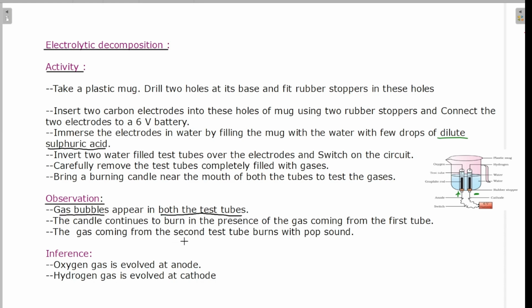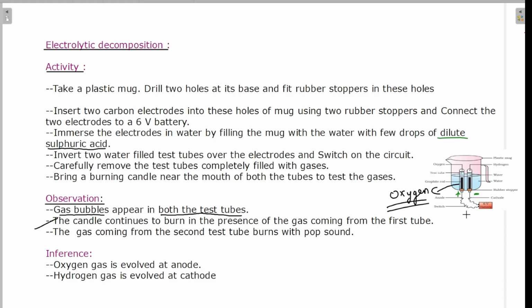To test which gases are released at these test tubes, we will carefully remove this test tube, which is completely filled with the gas, and we will bring the burning candle near it. What happens is the candle continues to burn in the presence of the gas from the first test tube, which shows the gas released at this test tube is oxygen.